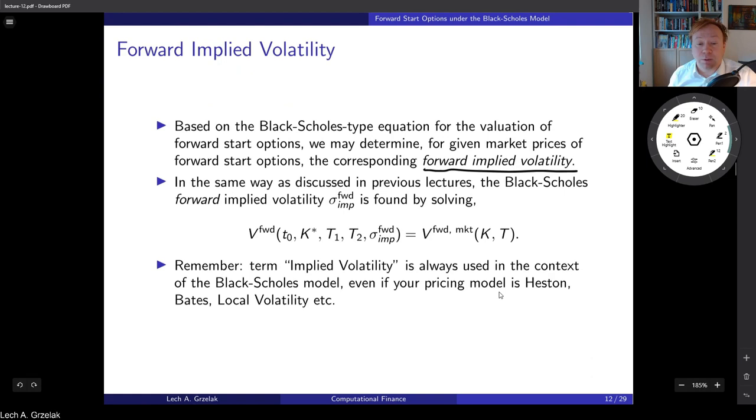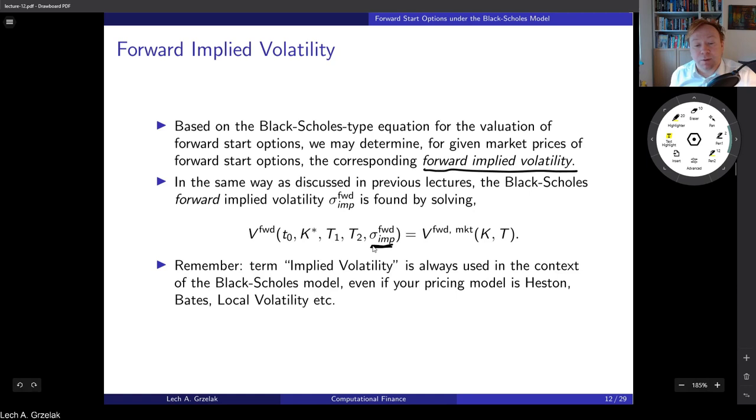And so this is the same as we have already done for the standard European type options, where they start today and we have a payment in the future. For the forward start options, it's exactly the same. However, then you have two parameters. Yeah? So we have to keep in mind, you always have T1 and T2. And then we have a sigma implied volatility, and then it's forward implied volatility. So this is a big difference.